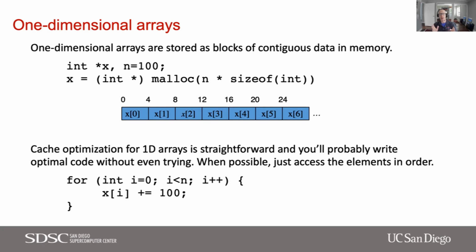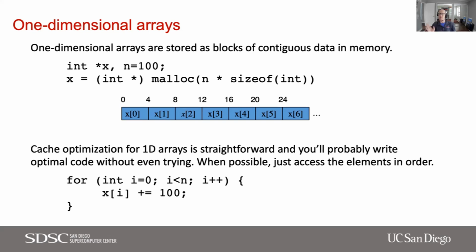In memory, we don't know what the absolute location is, but we know the relative location of these pieces of data. Starting with an offset of 0, we have our first element, x of 0. Then offset by 4 bytes in memory is x of 1, and then x of 2, x of 3, and so on. So when we're working with 1D arrays, cache optimization is very, very straightforward, and you're probably going to write optimal code even without trying.